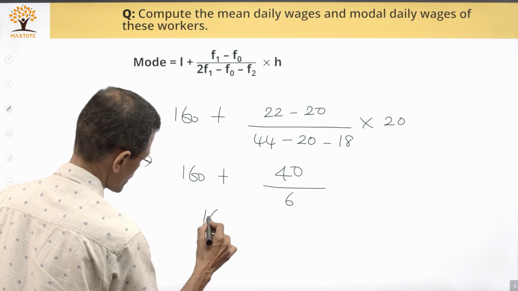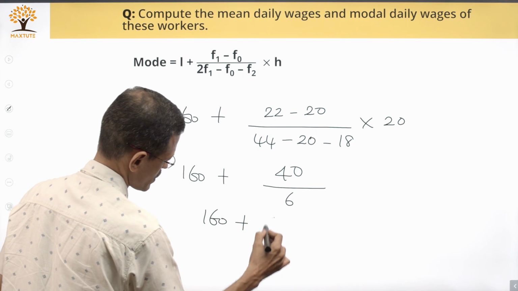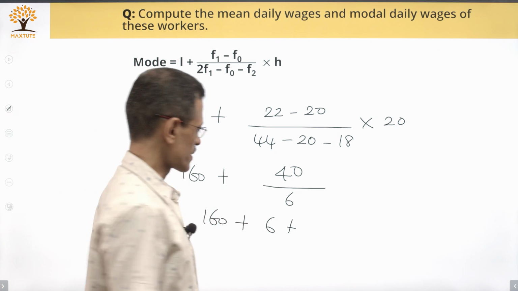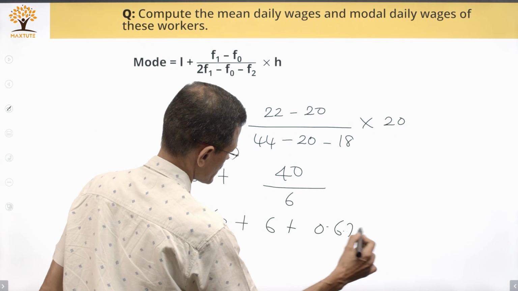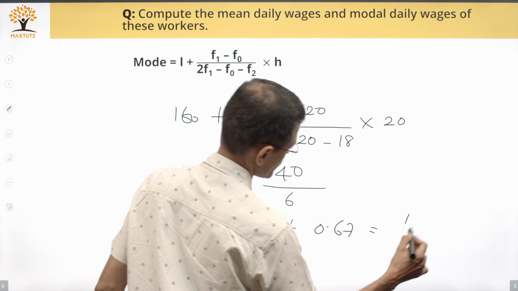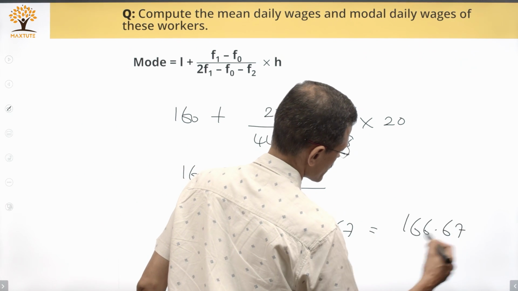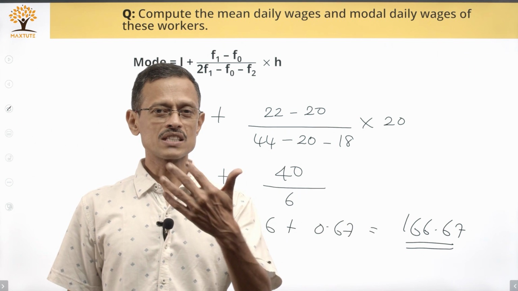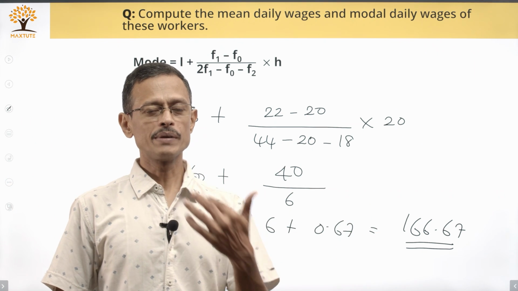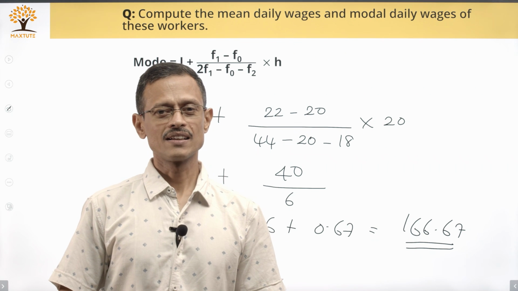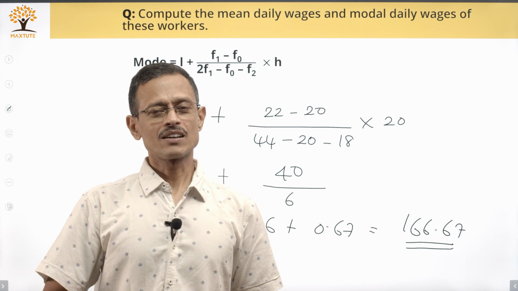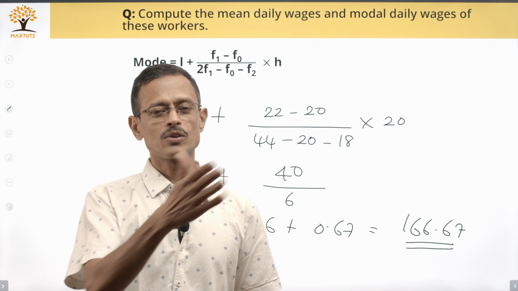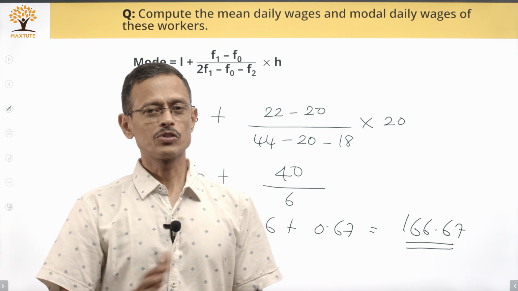So we have 160 plus 36 by 6, which is a 6, plus 4 upon 6, which is 2 upon 3, which is 0.67. Plus 0.67 should give us the answer, which is 166.67, the mode for this set of data that's given to us. So we computed the mean to be equal to 170.18, we computed the mode to be equal to 166.67. Slightly painful question in terms of the calculation that is involved. Conceptually, if you knew the formula to compute both the mean and the mode, you're done.